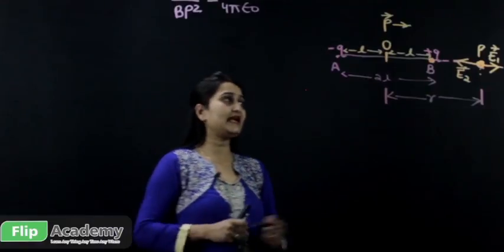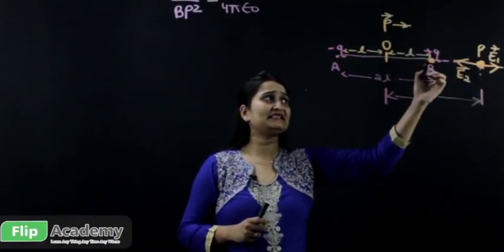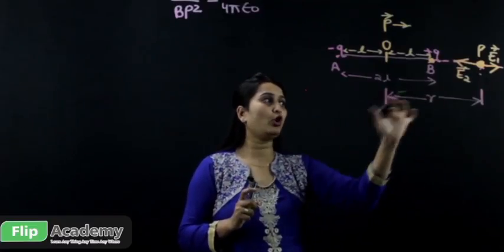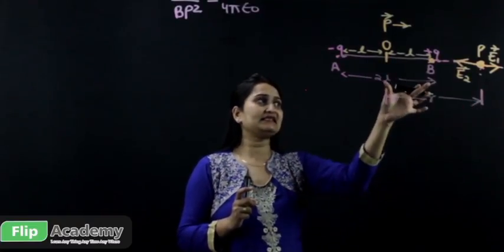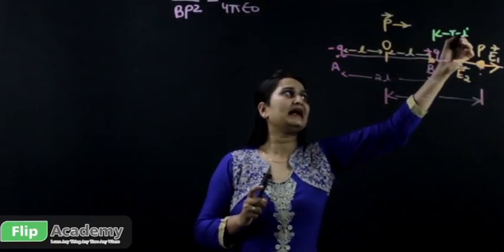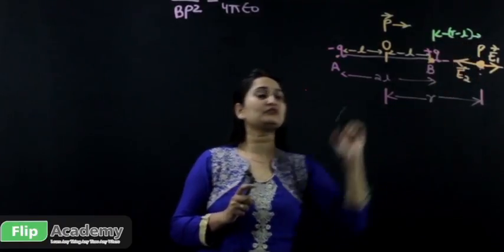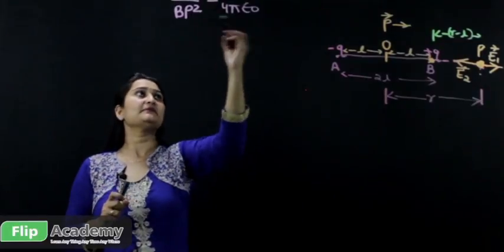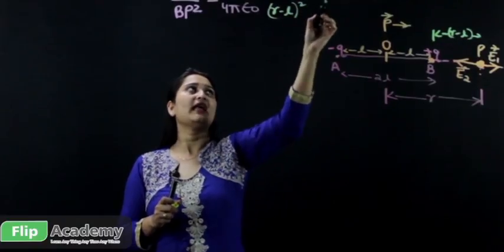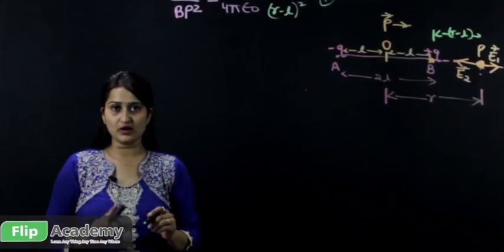Now from the diagram you can tell me what is the distance between B and P. Obviously it is easily done because this whole distance is R, this distance is L. So BP now becomes R minus L. We substitute this directly, that is R minus L whole square. This becomes equation number 1.